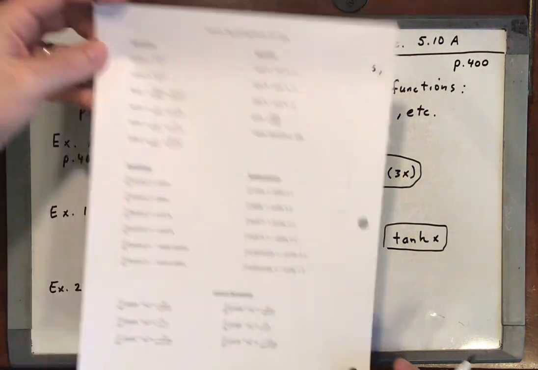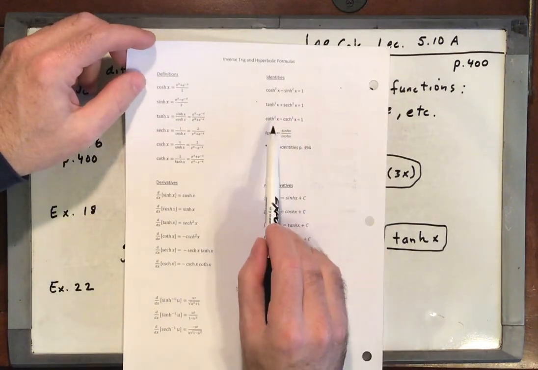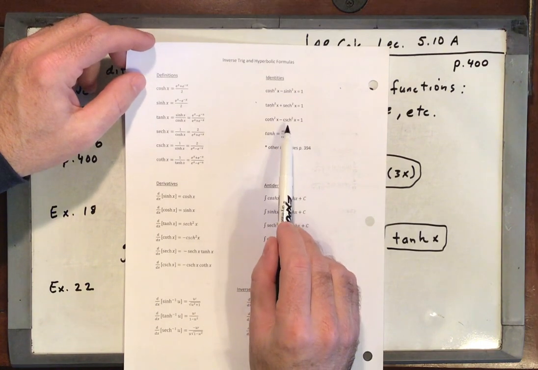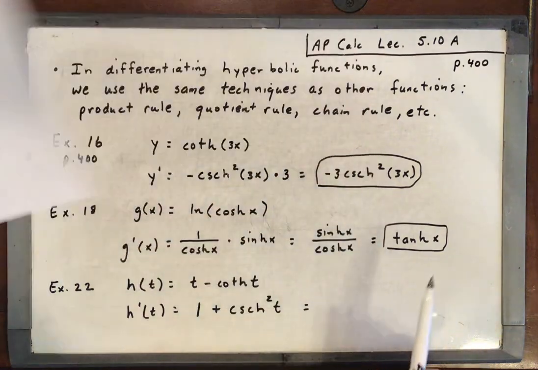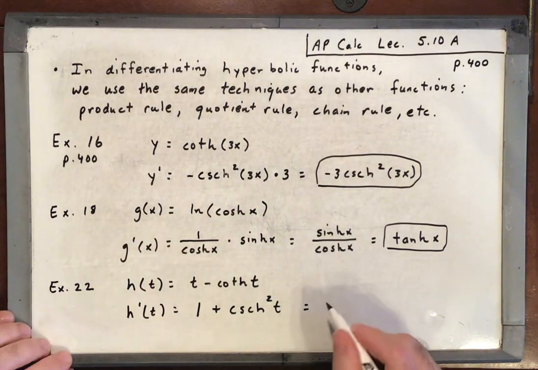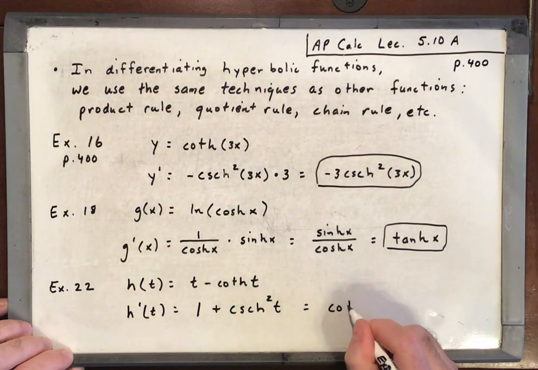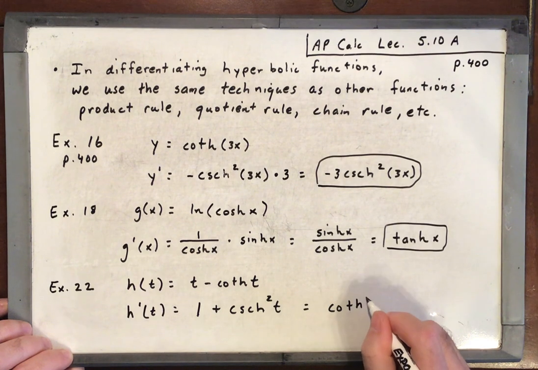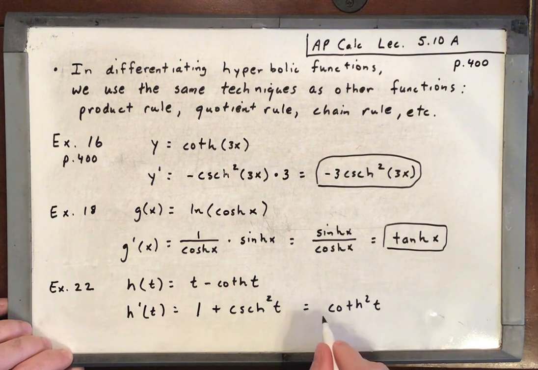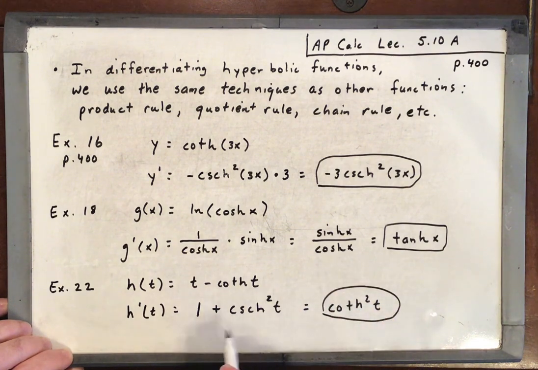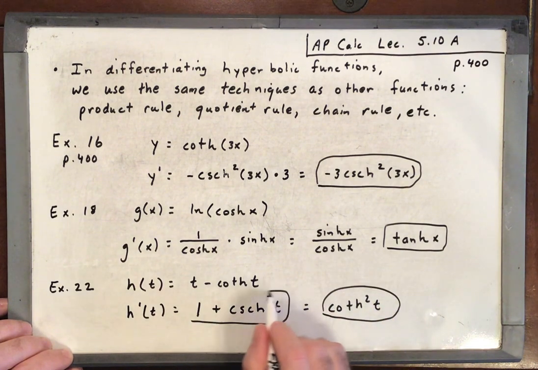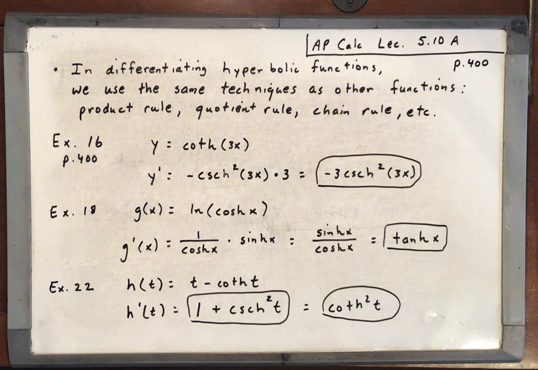Now, if you look at your identities, 1 plus hyperbolic cosecant squared, if we move this to the other side, is hyperbolic cotangent squared. So I'd be really proud if you remembered to look at your identities and simplify. But if you stopped right here, I would not count off. But you want to make the teacher proud, right?